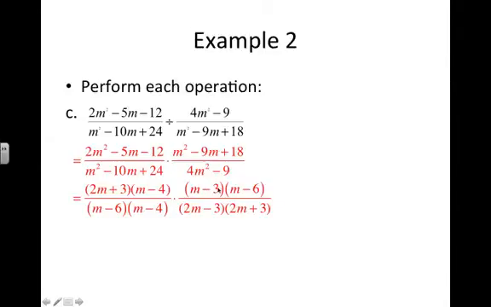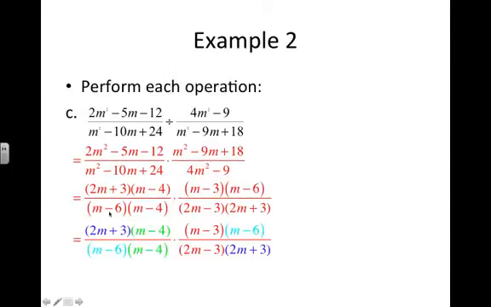In the upper right hand corner, we're going to factor our trinomial to be m minus 3 times m minus 6. And then down here, the 4m squared minus 9, that's a difference of squares, and so that factors to be 2m minus 3 times 2m plus 3. So we want to look for top and bottom matches that equal 1. So 2m plus 3 in the upper left hand corner matches with the 2m plus 3 in the lower right hand corner, so that forms a 1. The m minus 4's match up, so they form a 1. And the m minus 6 and the m minus 6 match up, and so they form a 1. And so we're left with m minus 3 over 2m minus 3.